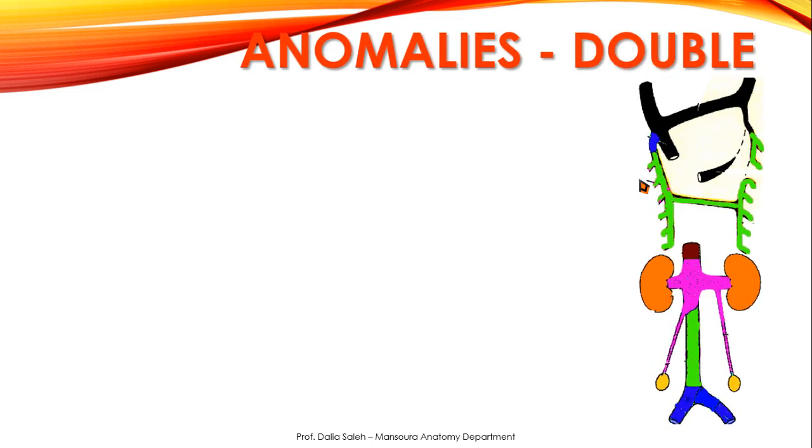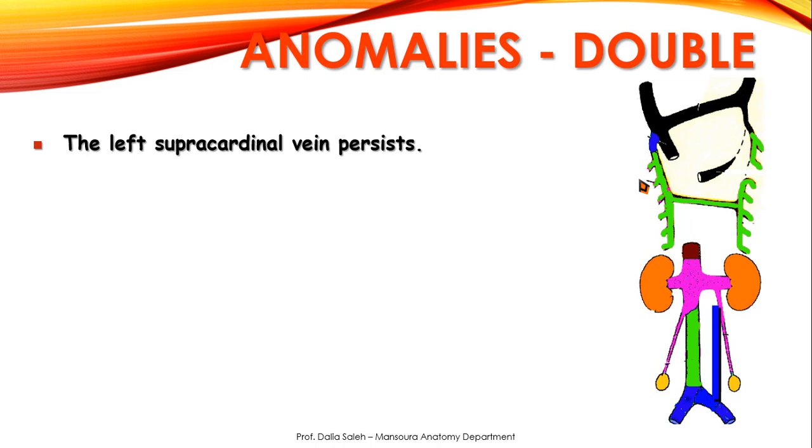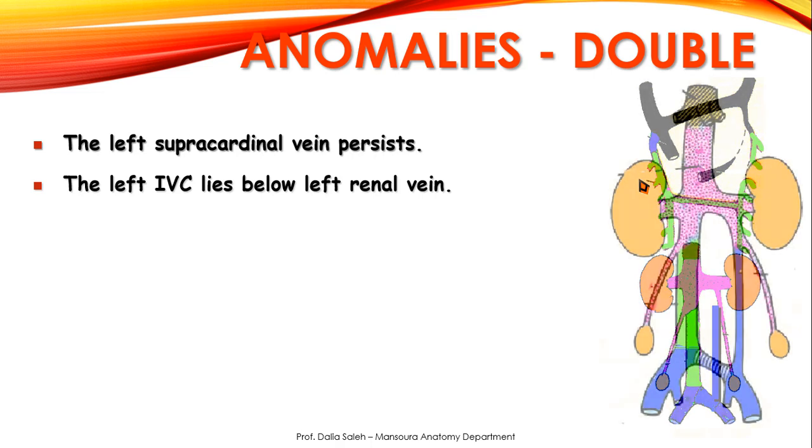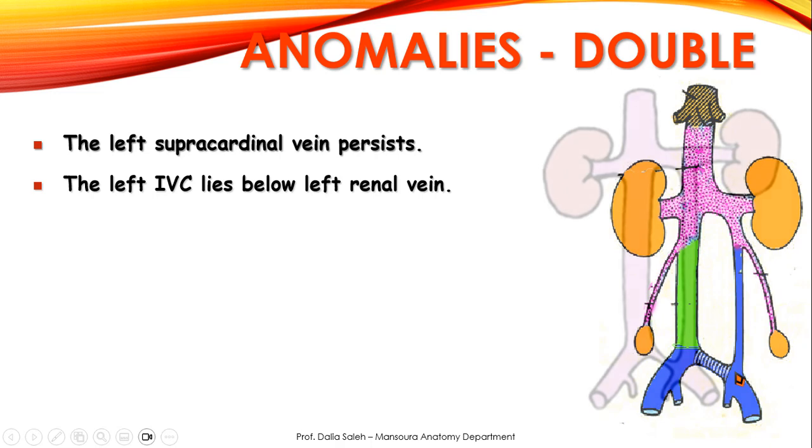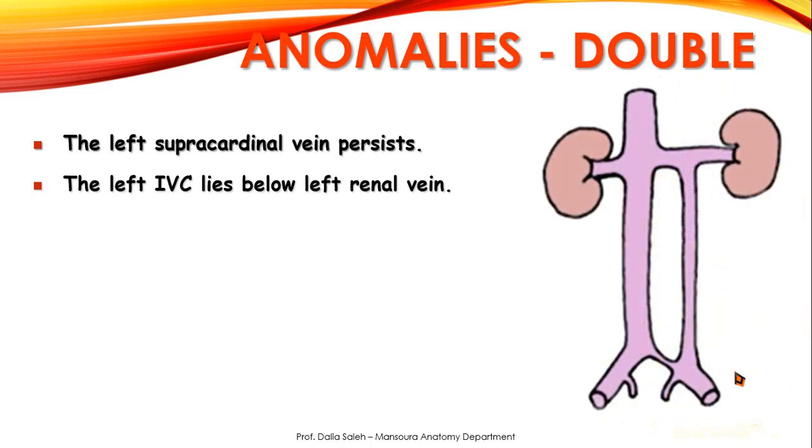The other anomaly is called double inferior vena cava. This anomaly occurs when there is persistence of the left supracardinal vein on the left side. So we will have a left inferior vena cava which lies below the left renal vein, as we can see in this anomaly. The inferior vena cava on the right side develops normally, and we have another one below the level of the left renal vein, as we can see here.